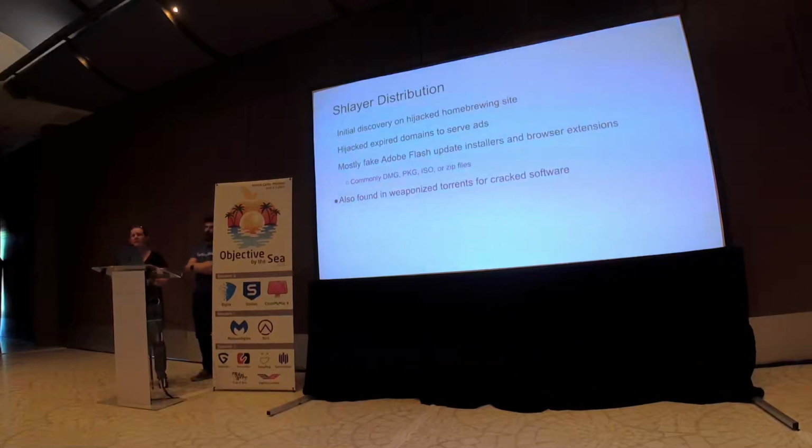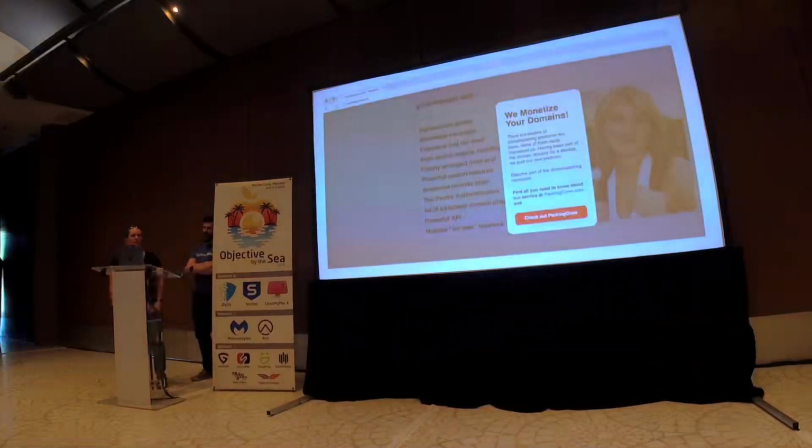Some of them will actually install the real program afterwards, which I discovered was pretty funny with one of the Flash updates. You go through the fake Flash update to install Schlayer, and it says install complete, and then the Flash updater pops up and says install Flash, and you go back through it again. So it's like, okay. But most of them, again, were DMGs, PKG files, ISOs, or zips, and then again in the torrent files.